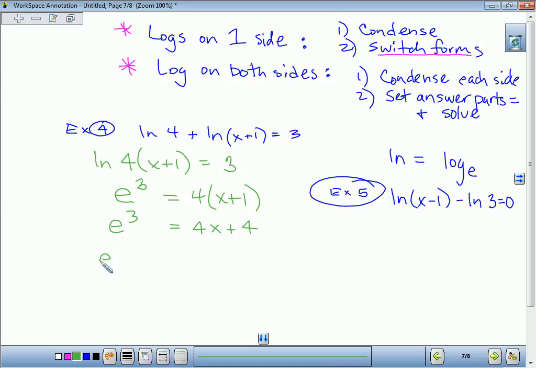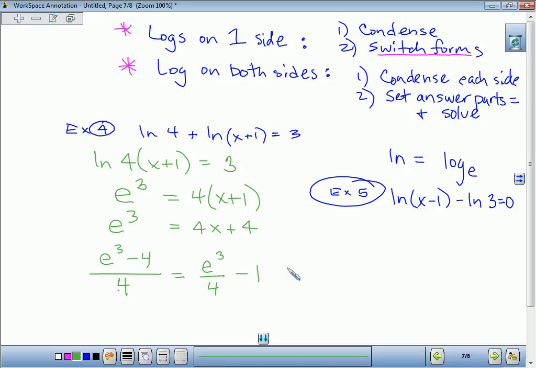And then you would subtract the 4. And then you would divide by the 4. So your answer would either be this, or if you had divided by the 4 first, it would be this. But aren't those two the same thing? So you could write your answer like this or this if it's exact.